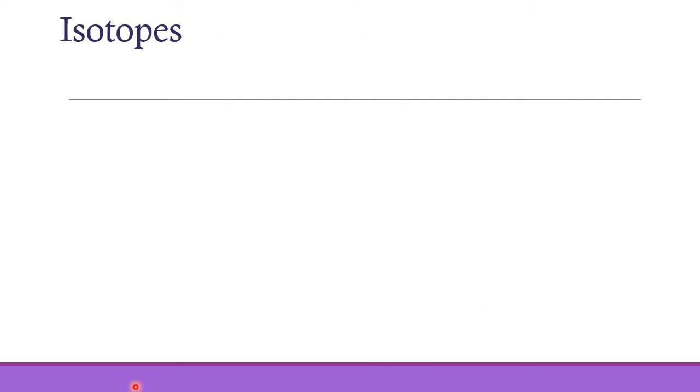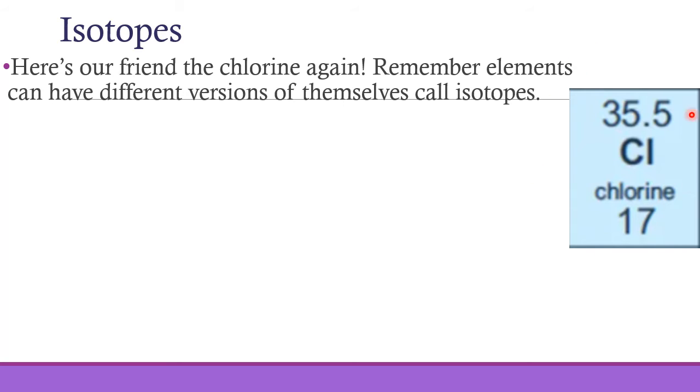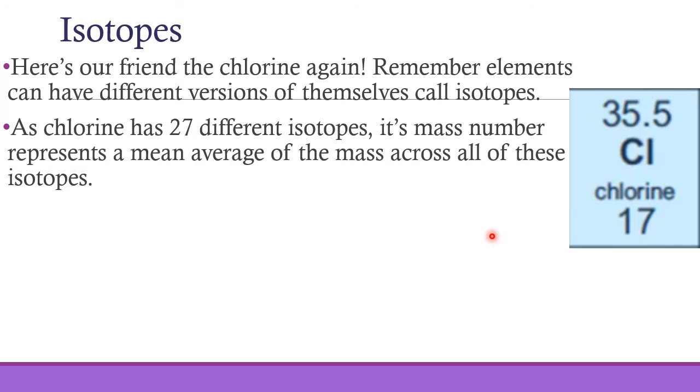Now, can you remember isotopes from the end of our previous lesson? Here's our friend the element of chlorine. He's back again. Remember, the elements can have different versions of themselves called isotopes. Now, chlorine has 27 different isotopes, and that means its mass number represents a mean average of the mass across all of these isotopes. So 27 different mass numbers all added together and then divided by 27 gives this mass number for chlorine.